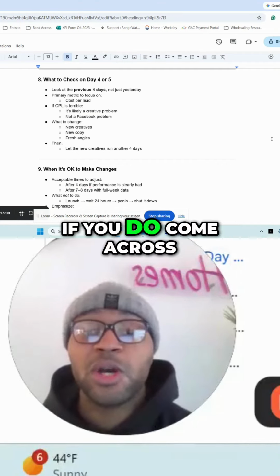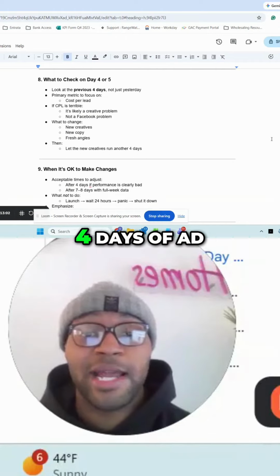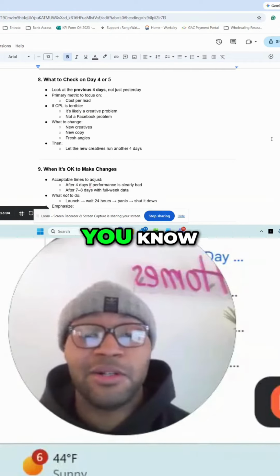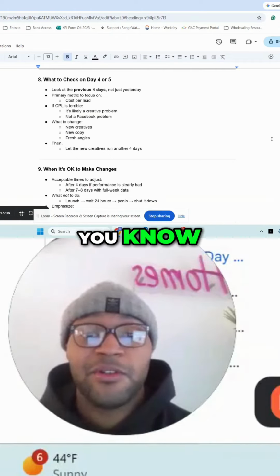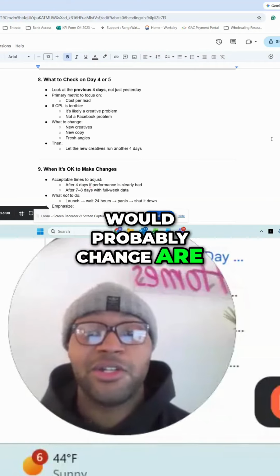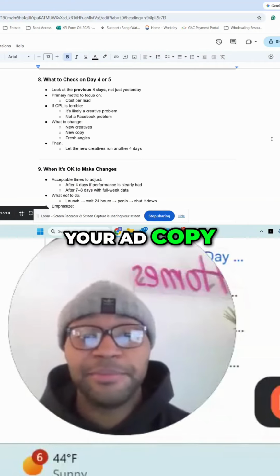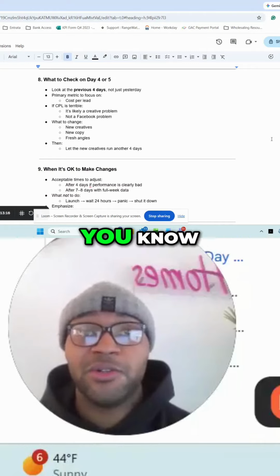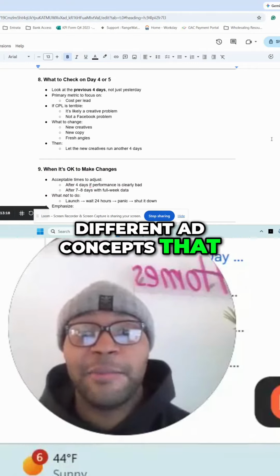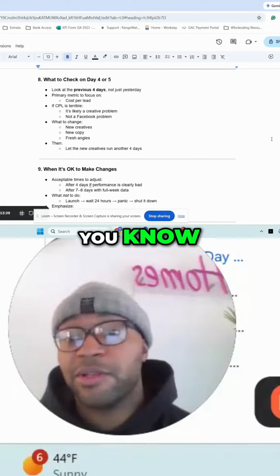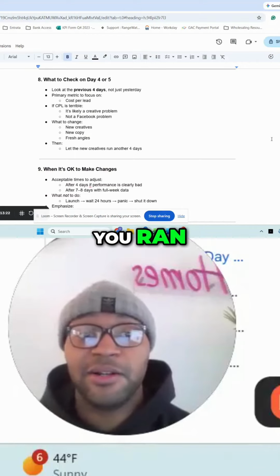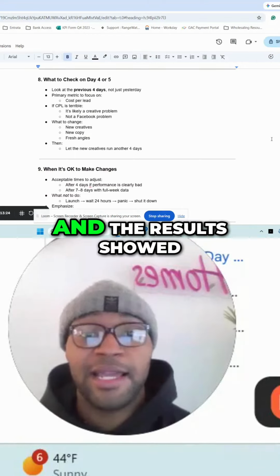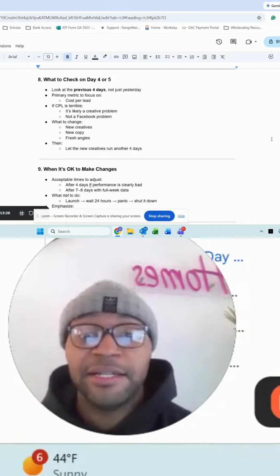So if you do come across 4 days of ad spend without good results, the first things I would probably change are your creatives, your ad copy, and just including fresh new angles and different ad concepts that may resonate with people, whereas the previous concepts that you ran didn't. And the results showed that.